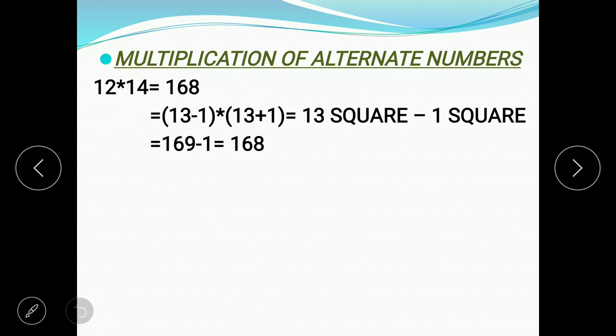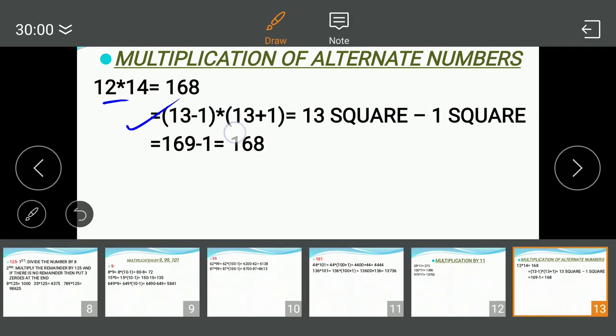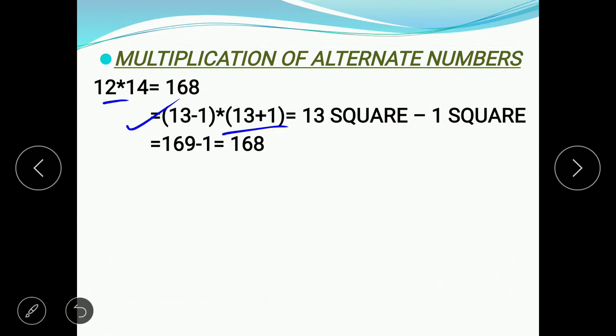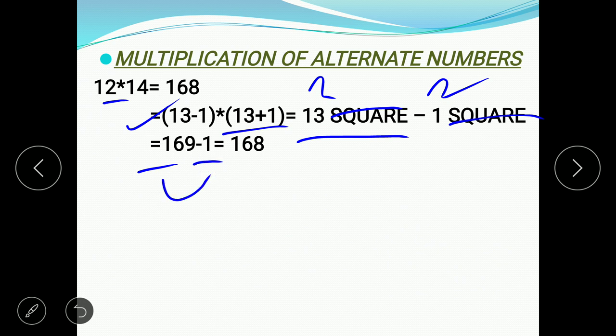Now come to the example. 12 into 14. 12 into 14 can be written as 13 minus 1 into 13 plus 1. It's 13 square minus 1 square. 13 square is 169 and 1 square is 1, and 169 minus 1 is 168. Done. Clear? This is the multiplication of alternate numbers.